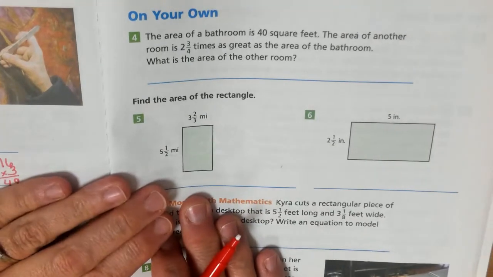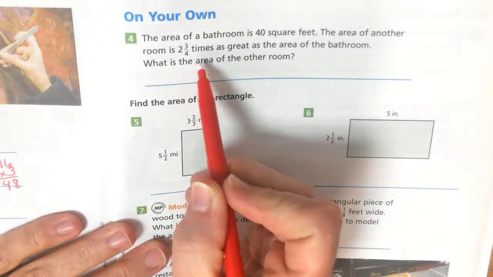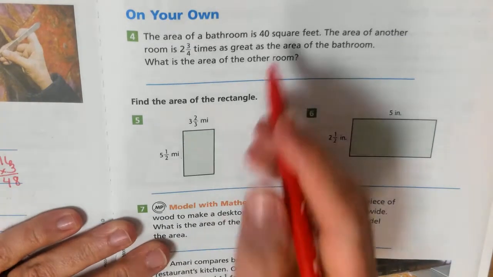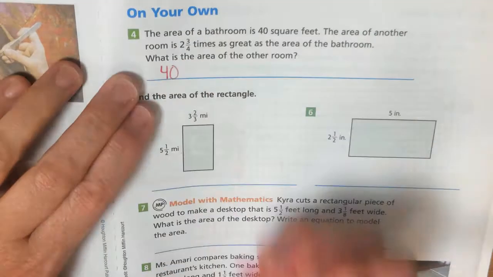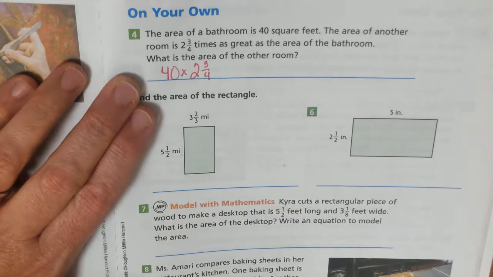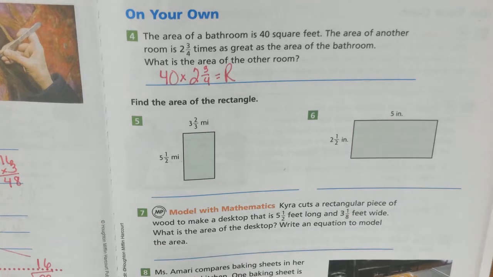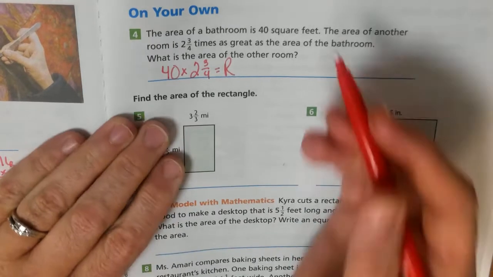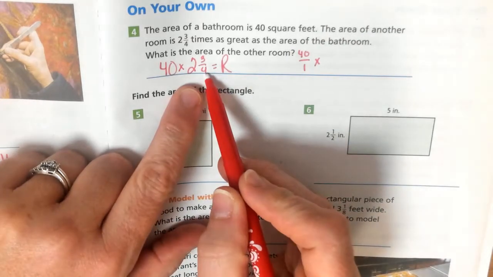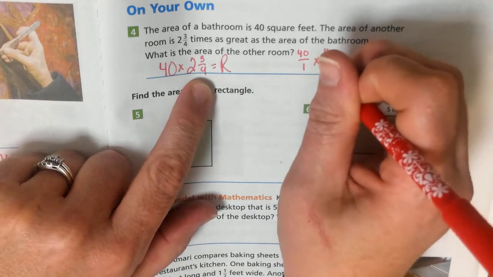All right, the area of a bathroom is 40 square feet. The area of another room is 2 3/4 times as great as the area of the bathroom. What is the area of the other room? So if the area of the bathroom is 40 square feet, and the other room is 2 3/4 times as great, we're going to multiply those two together to find the area of the other room. So it would be 40 over 1 times 2 times 4 is 8 plus 3. So we have 11 fourths.